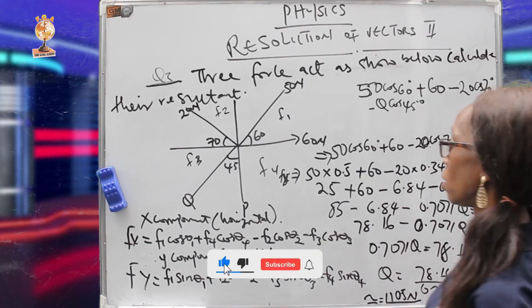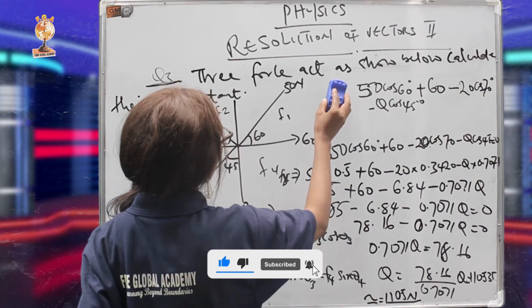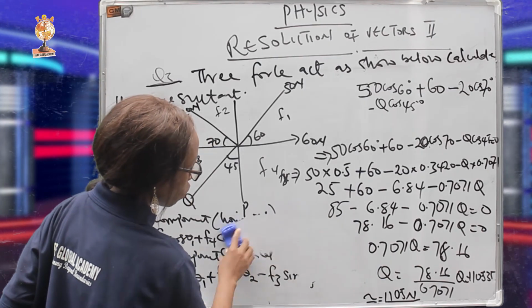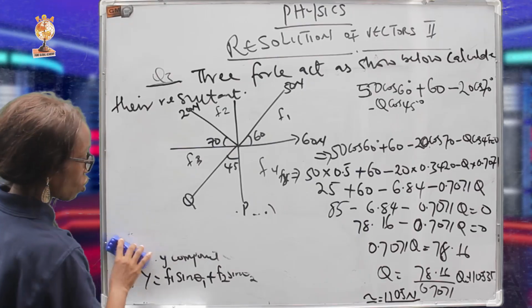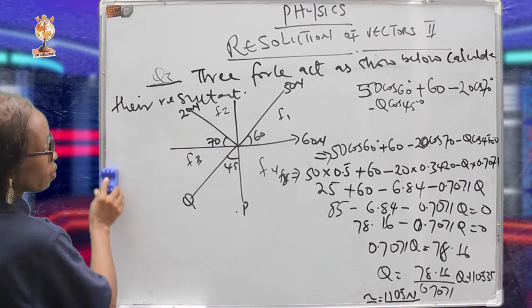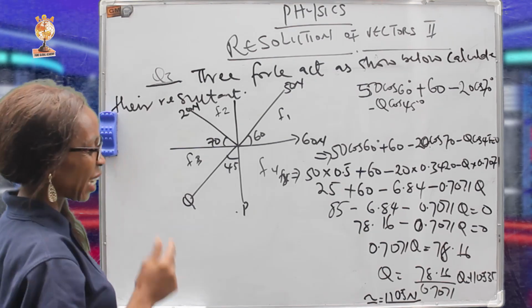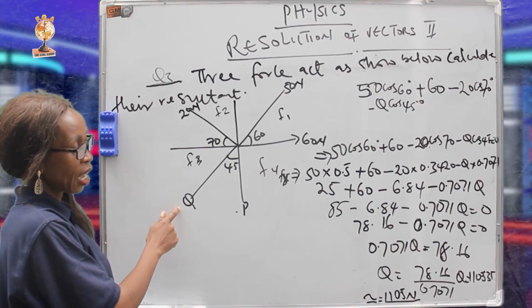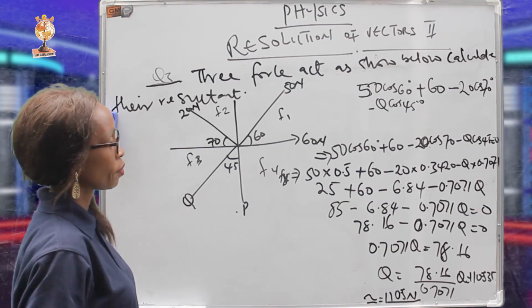0.5 Newton. Let's clear the board so that you can see very well. But the question still remains. Let's go through it once again. We only succeeded to get this as our Q, the value for Q.